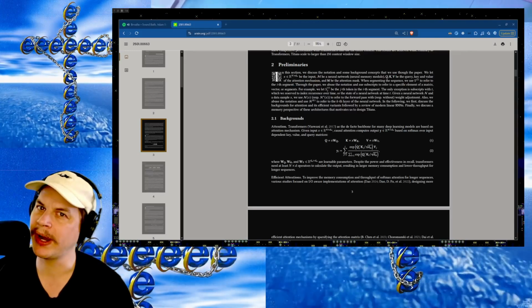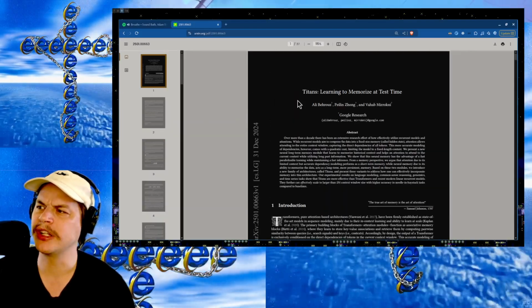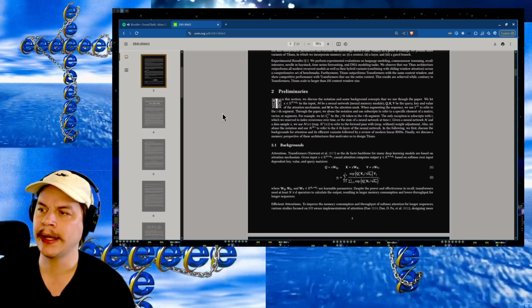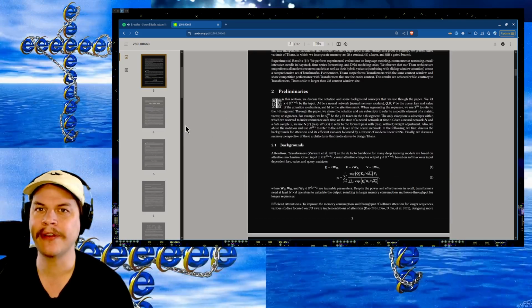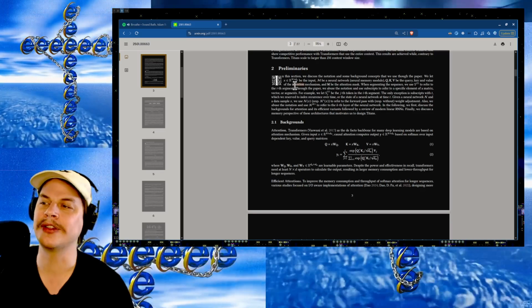So yesterday we read part of this paper, Titans: Learning to Memorize at Test Time. And it's a juicy paper. There's some interesting stuff in here. It took us, I don't know, a solid 15 minutes to read 2 pages. So we stopped right before we got to the section where they started with the math.